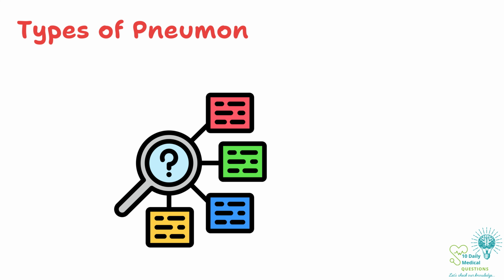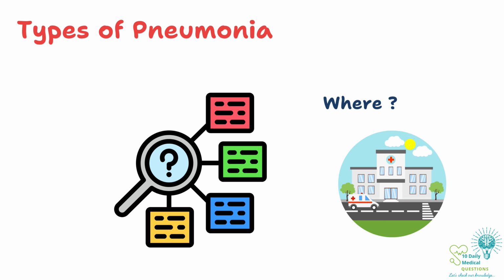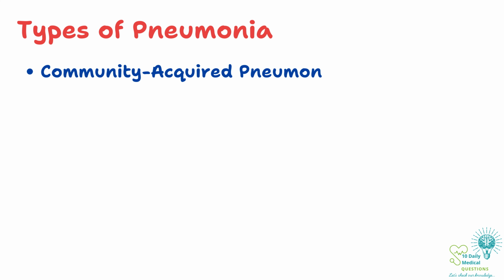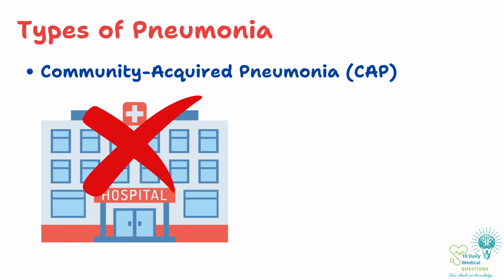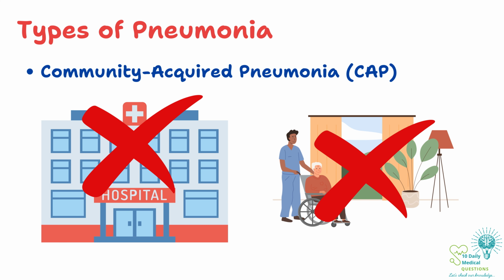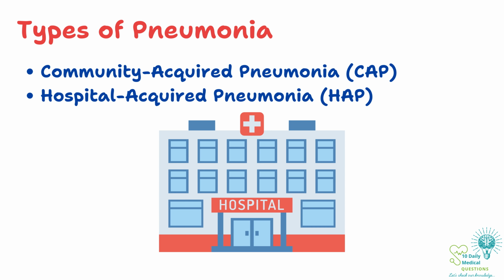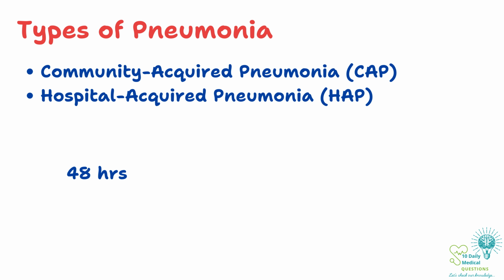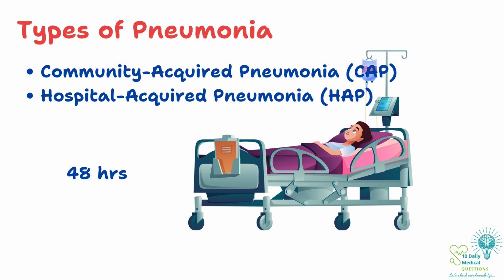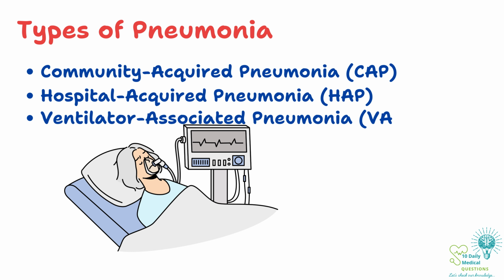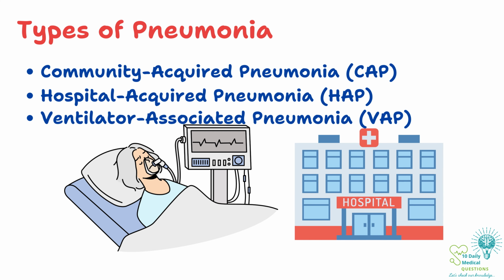Types of pneumonia. Pneumonia is characterized based on where and how the patient acquired the infection. Community-acquired pneumonia (CAP) occurs outside of hospitals or healthcare facilities. Hospital-acquired pneumonia (HAP) develops 48 hours or more after hospital admission. Ventilator-associated pneumonia (VAP) is a subset of hospital-acquired pneumonia occurring after endotracheal intubation.